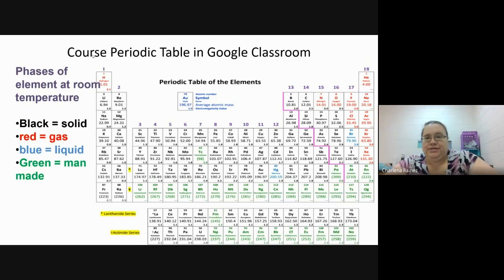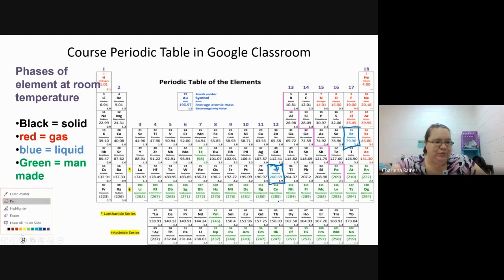The blue ones, and there's only two elements that are blue. One is mercury, and yes, its symbol does not match its name. And the other one is bromine. These are the only two elements that are liquid at room temperature.